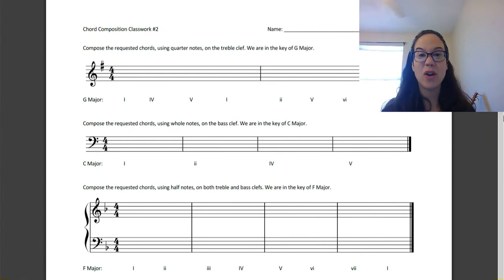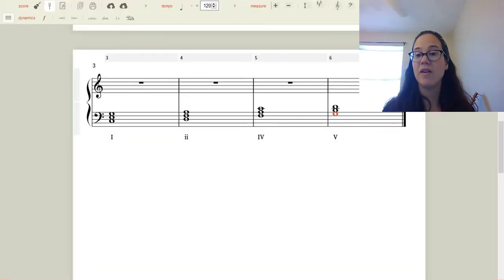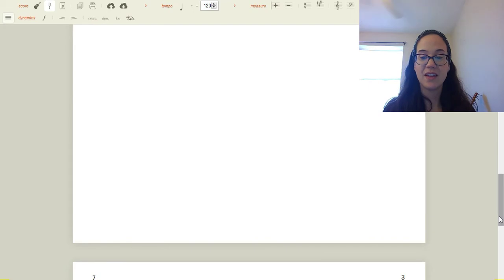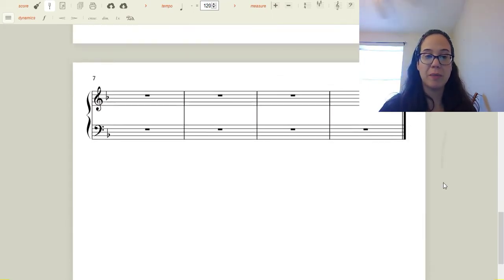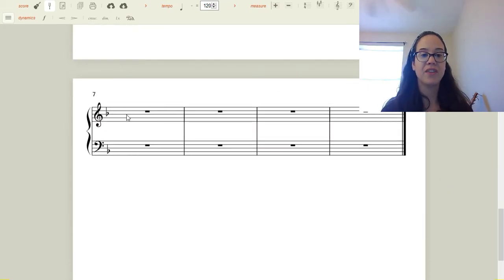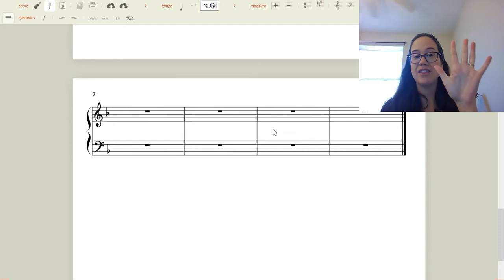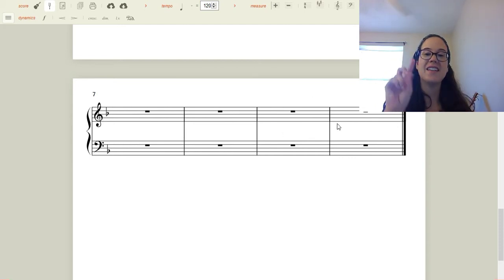It is time for treble and bass combined. What key are we in? We are in F major. Compose the requested chords using half notes on both treble and bass clefs. We are in the key of F major. We have our key signature prepped for us. Sorry for the scooting. And we're going to use half notes for the 1 chord, the 2 chord, the 3 chord, the 4 chord, the 5 chord, the 6 chord, the 7 chord, and back to 1.